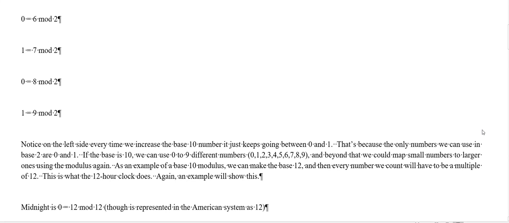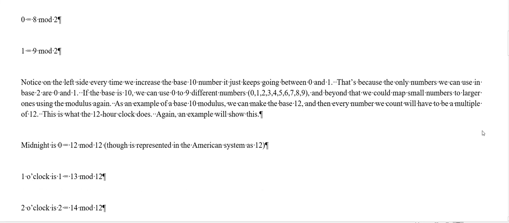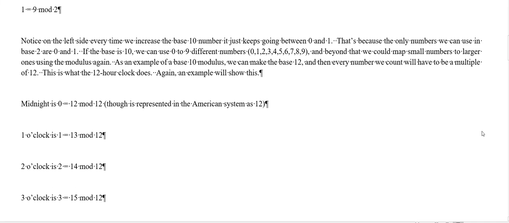As an example of a modulus applied to base 10, we can make the base 12. And then every number we count will have to be a multiple of 12. That is what the 12-hour clock does. Again, an example will show this. Midnight is 0, which equals 12 mod 12, though it's represented in the American system as 12. It might be worth noting that in other countries, there's a 24-hour clock, and you go around twice before you hit 0 again. So, as examples, 1 o'clock is 1, which is actually 13 mod 12.